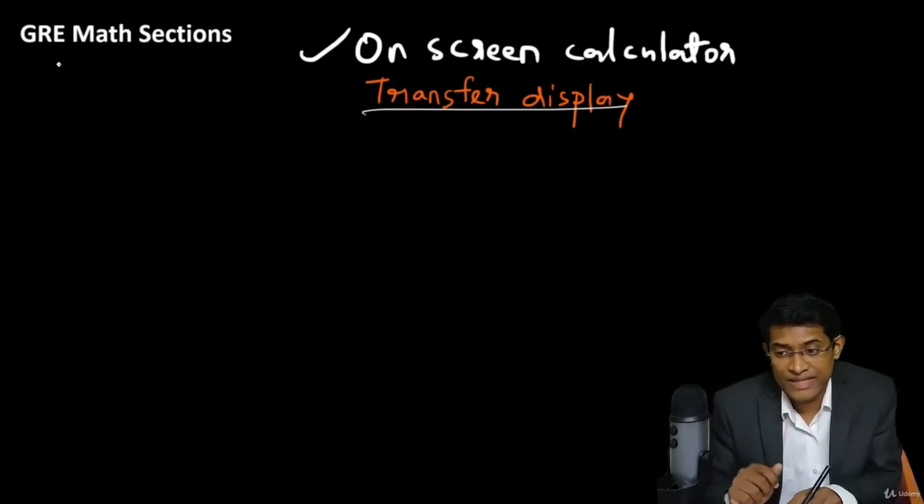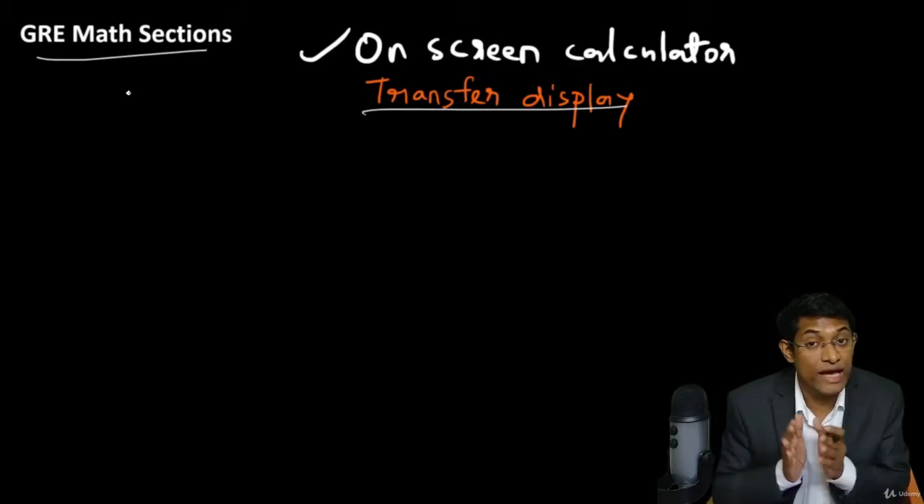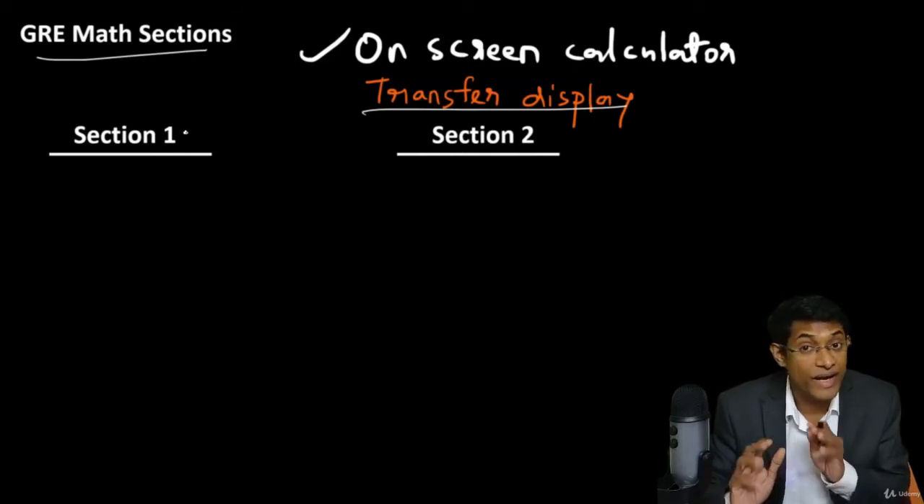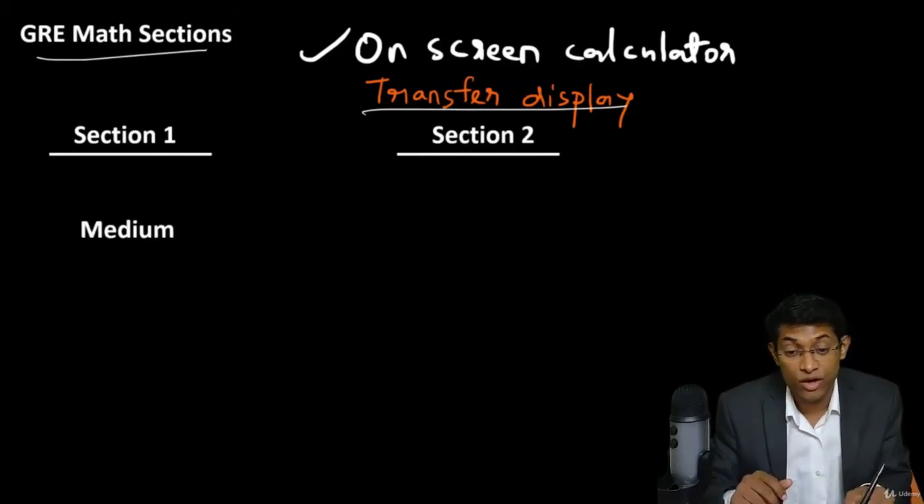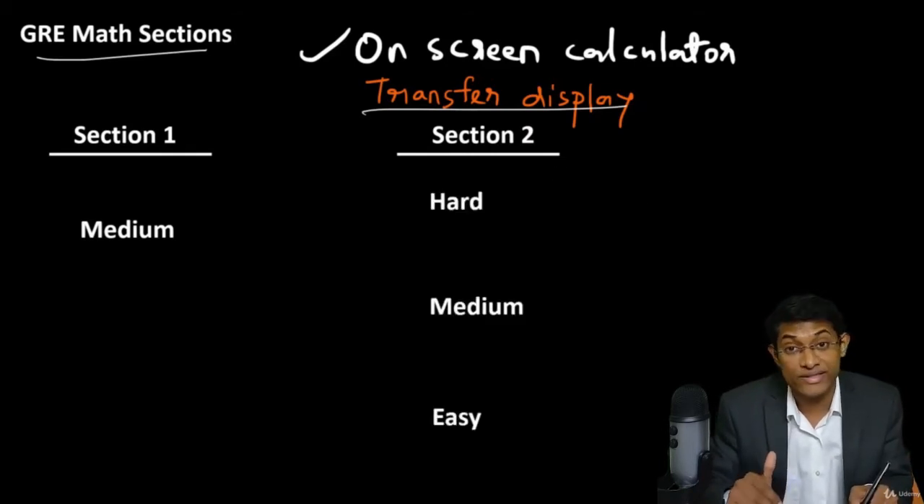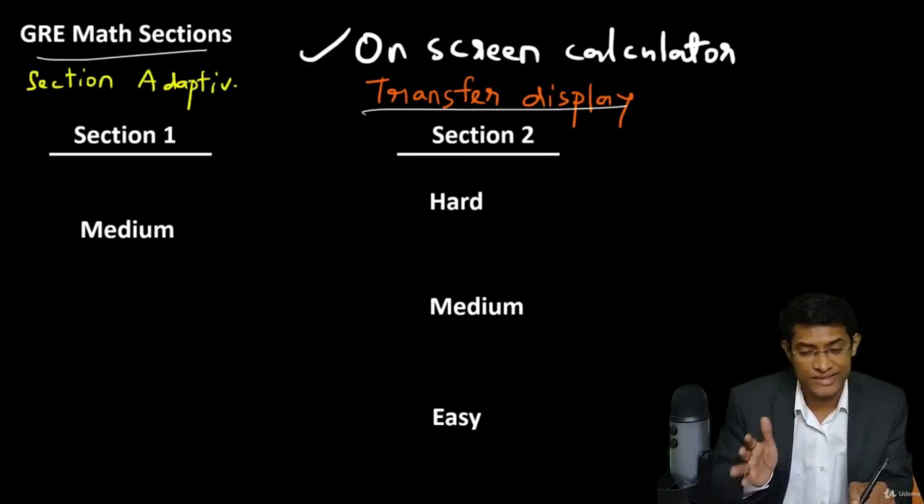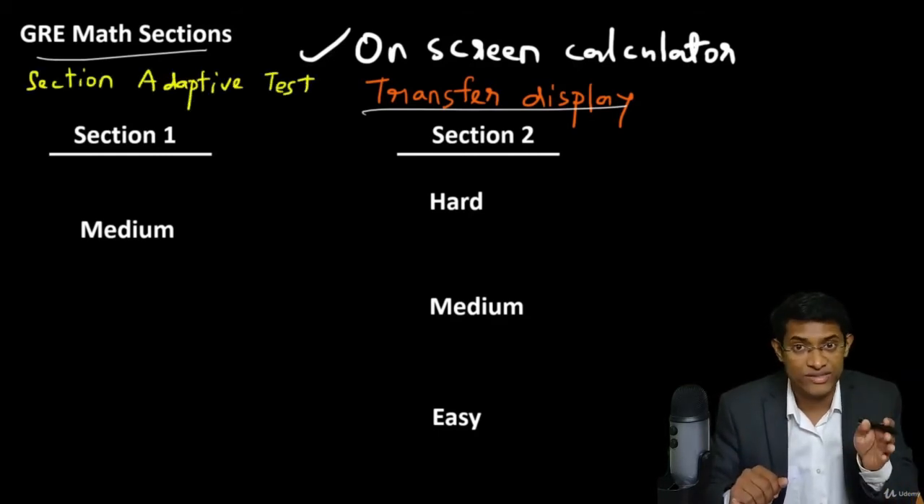All right. Now, in the math section, as we discussed, you will have two sections. So that's section 1 over here and section 2 over here. Now, section 1 by default always will be of medium level difficulty. Now, section 2 can either be hard or medium or easy depending on your performance in section 1. Why is this so? It's because GRE is a section adaptive test. Now, what does this mean? Let's try to understand this.